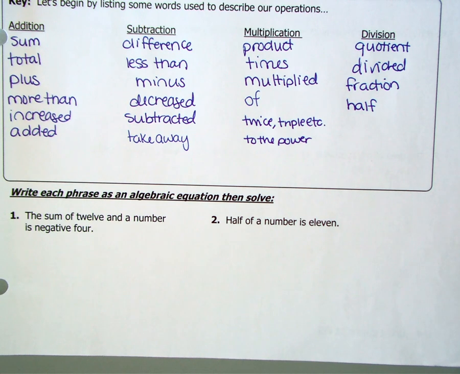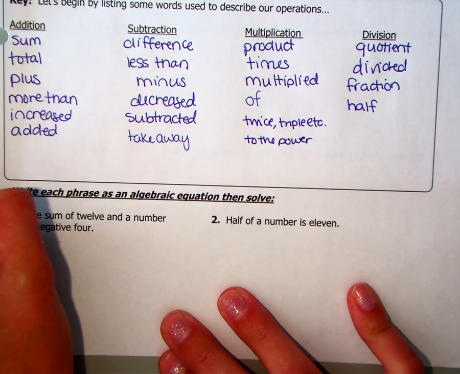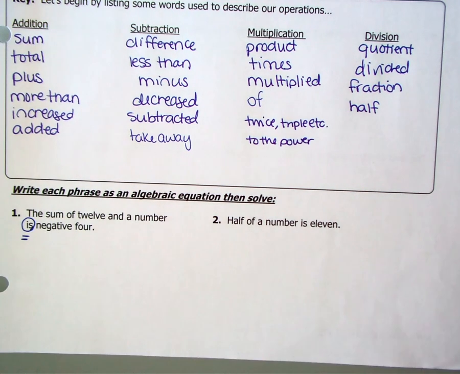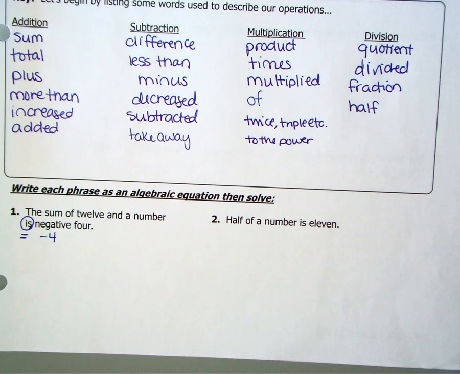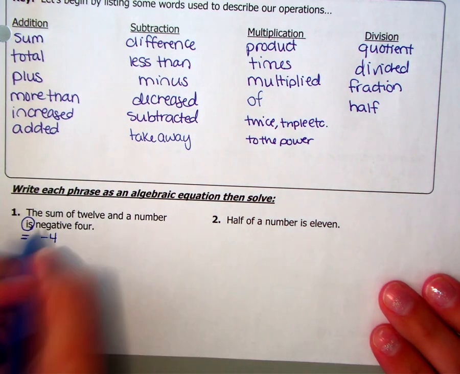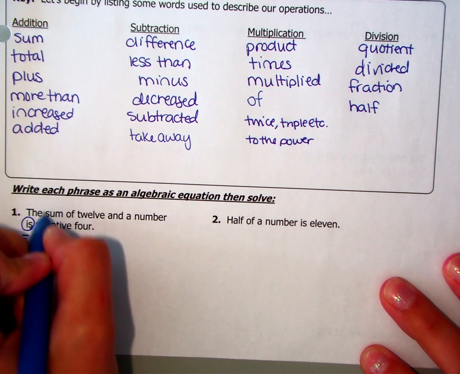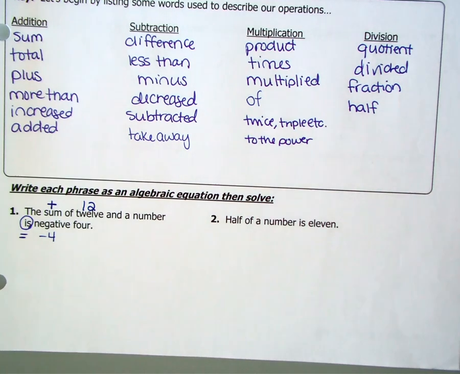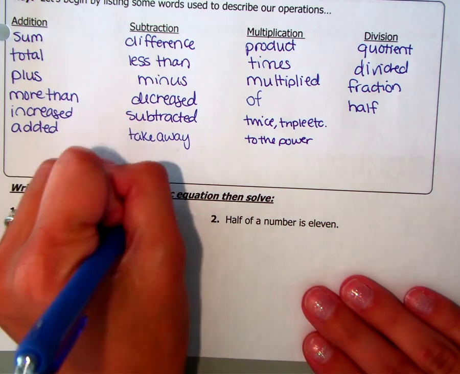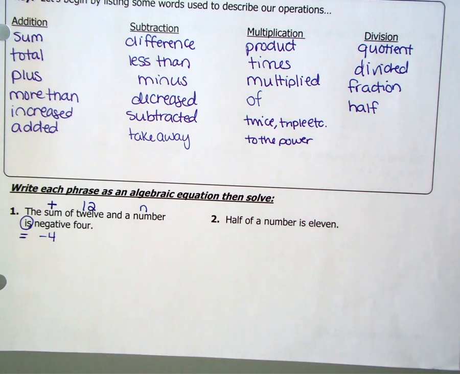So number 1, the sum of 12 and a number is -4. One thing we didn't talk about, because we were writing expressions earlier, is that "is" tells me when my equal sign is going to show up. So when it is -4, I know that it's going to equal -4. So using our words, the sum means which operation? Addition, subtraction, multiplication, division. Addition of 12 and a number. If it's a number, do we know what that number is yet? You can put n for number, you can put x for variable, whatever you want.